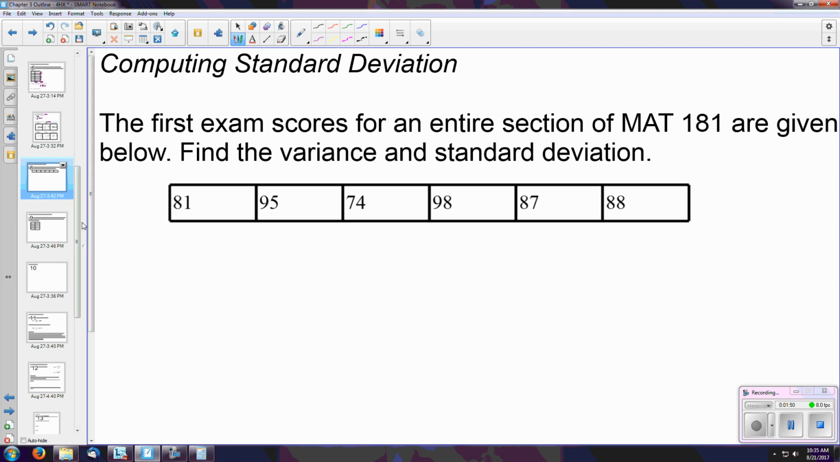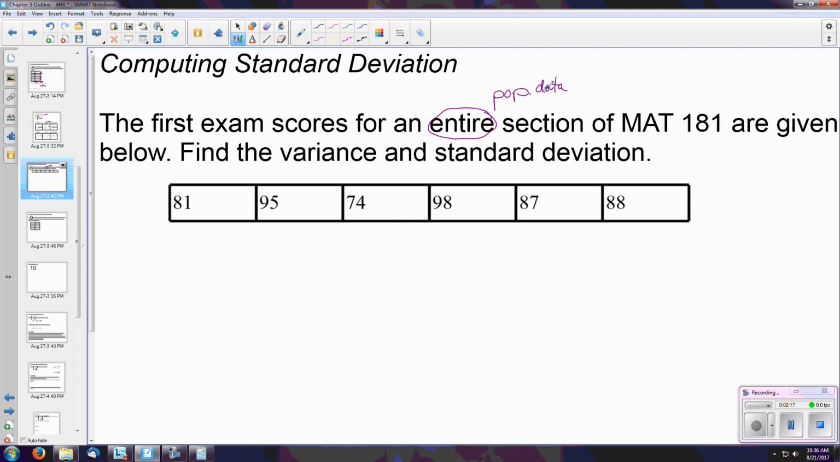First things first, we have to identify what the data is like. Is it a population set of data? Is it a sample set of data? Here they tell us the first exam scores for an entire section of Math 181 are given below. Notice how they've specified here, it's the entire section. If you have an entire set of data, we have to assume that that's population data.